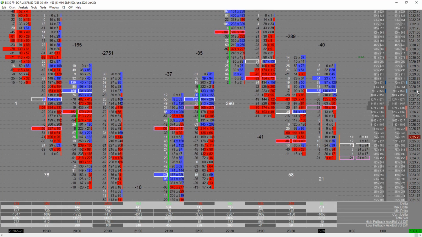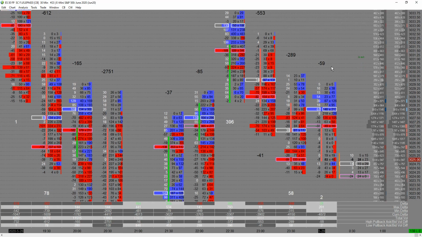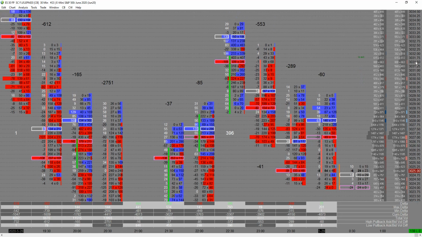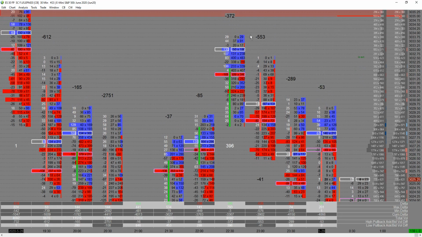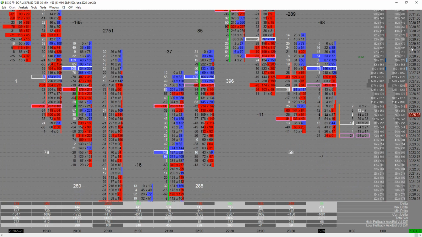Nothing is accurate, but it's all about what's going on now. What's going on now is that sellers are being more aggressive from the highs. So you see minus 553, minus 289, minus 59. It just shows minus 372 at the 1030 candle. It just shows that from these highs, sellers are pushing in. It's a very quick glance.